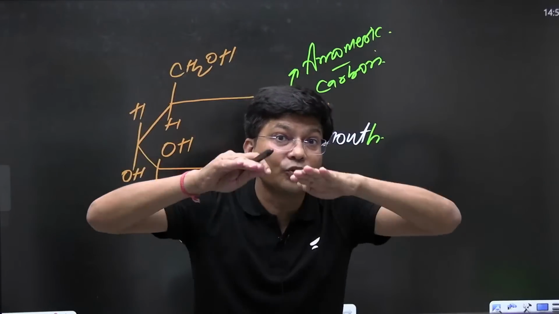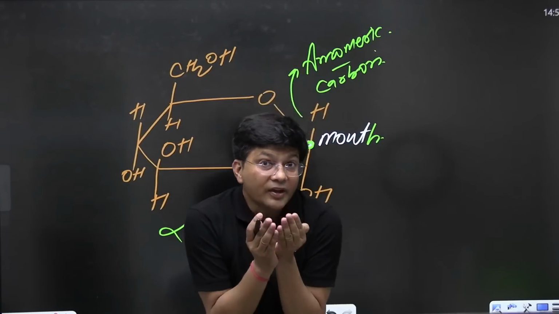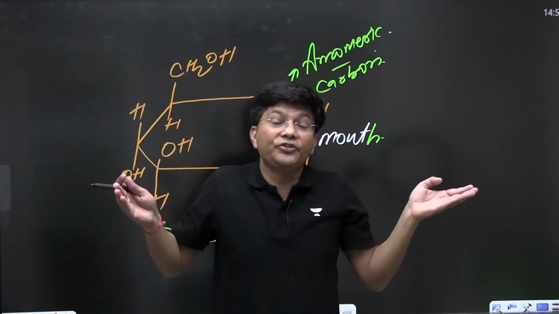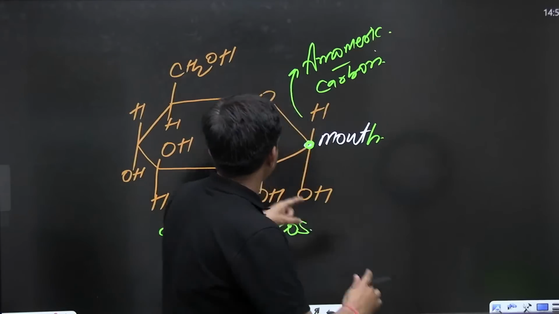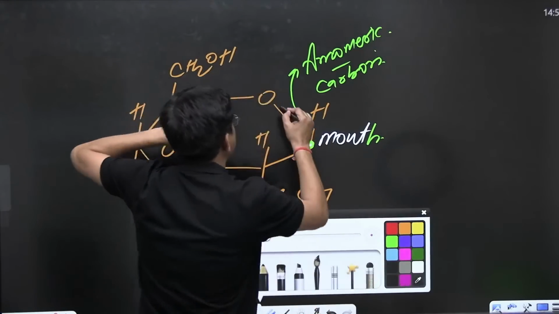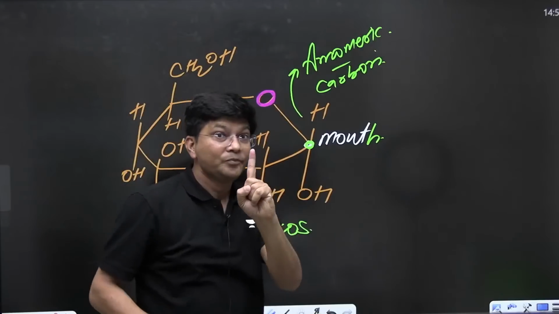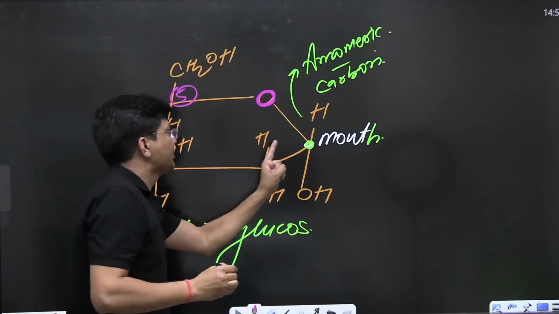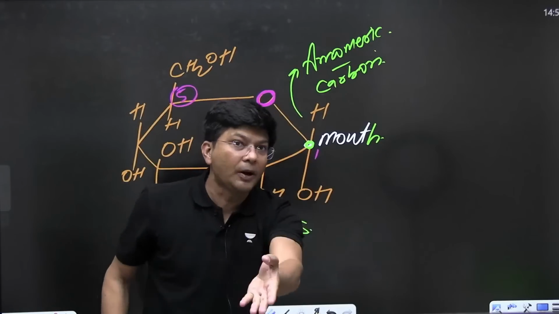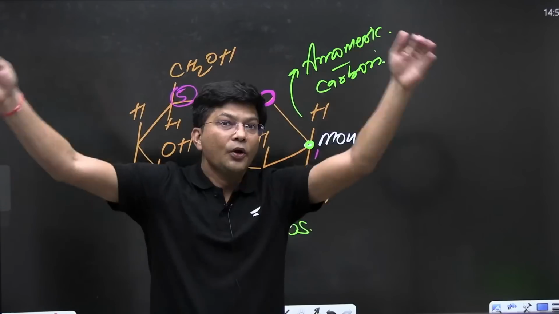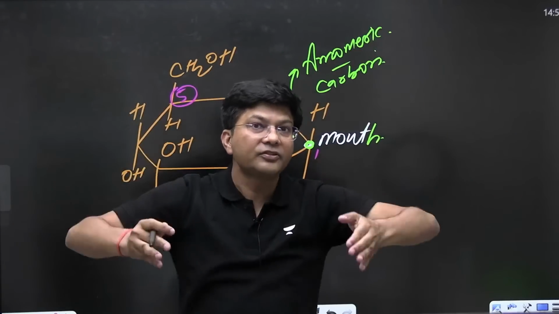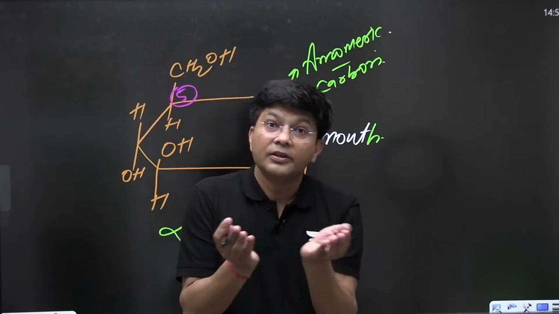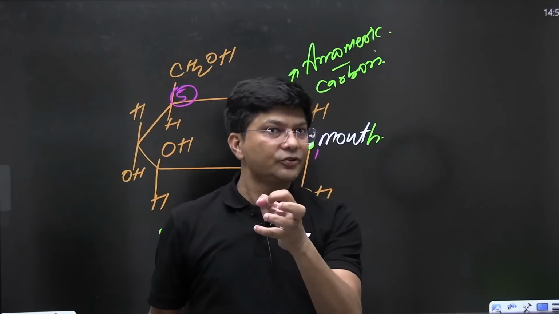Alpha D glucose, this is the mouth and it was opening and closing. Once the alpha D glucose was in water, the aqueous solution was in between open chain and closed chain, because the oxygen on the 5th carbon was permanently attached to the 5th carbon, but with the first carbon it was forming the bond and deforming the bond. Once it was forming the bond, we say it is the closed chain structure, and once the bond was breaking, we say this is the open chain structure.